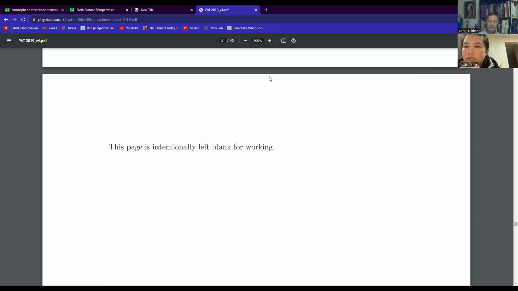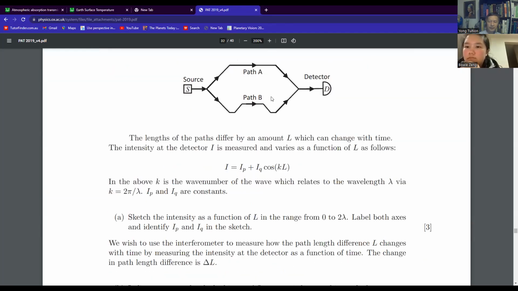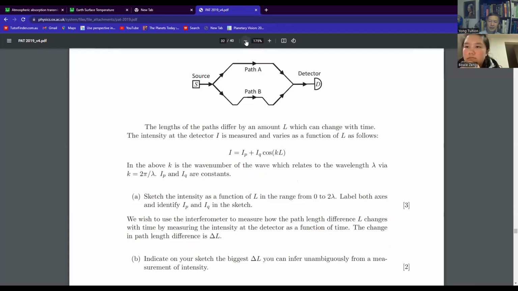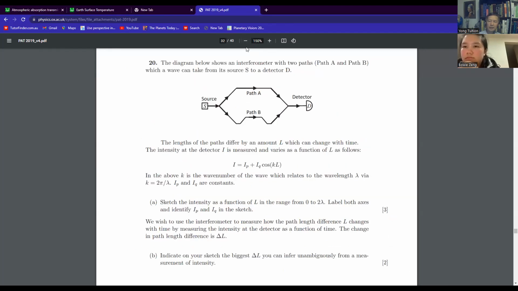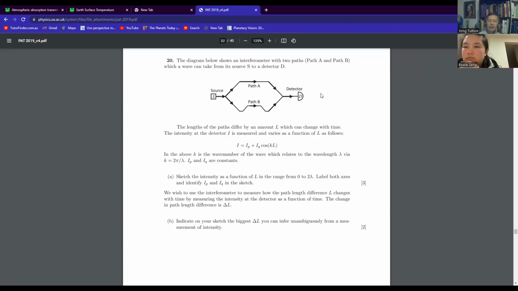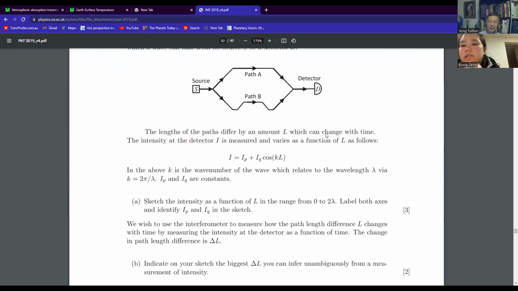Yes, it's a physics question. This is interference, right? Looks like interference. Can you see the question? I found some space here. Is the word too small? I can see. Okay, good.